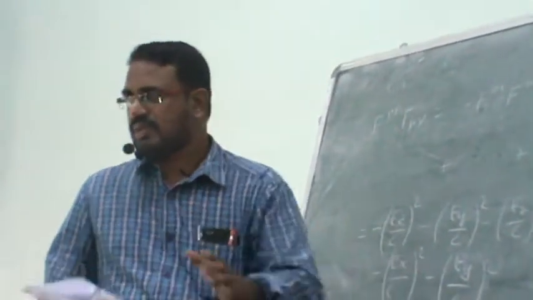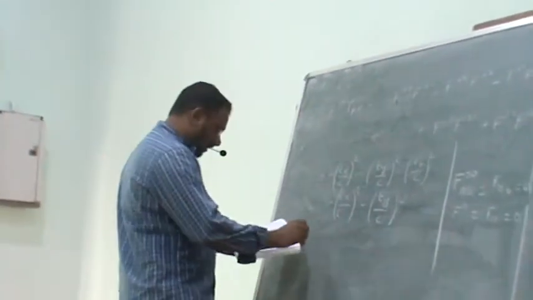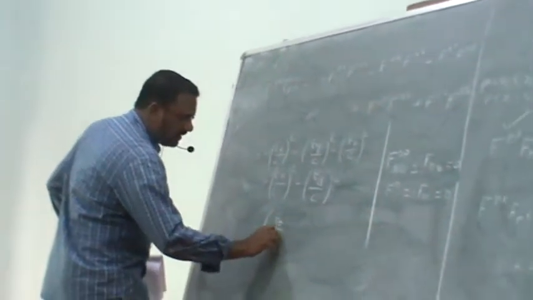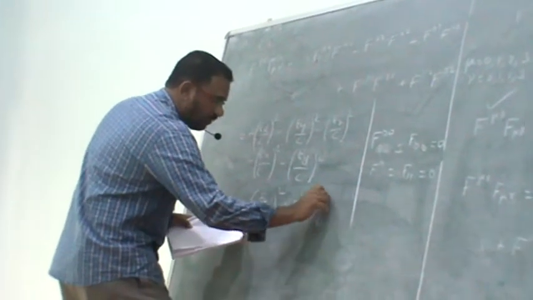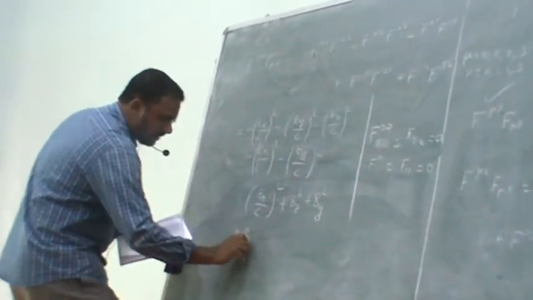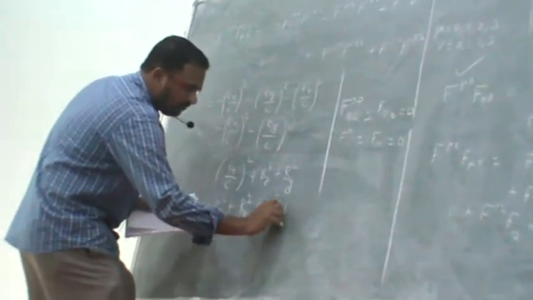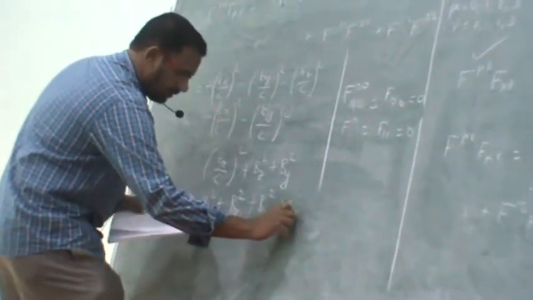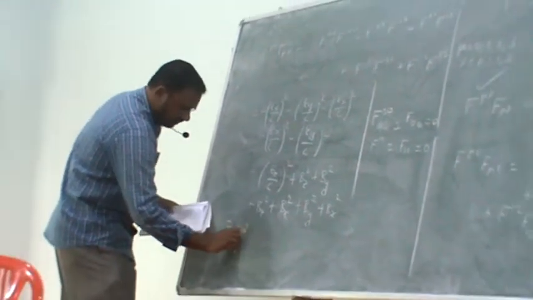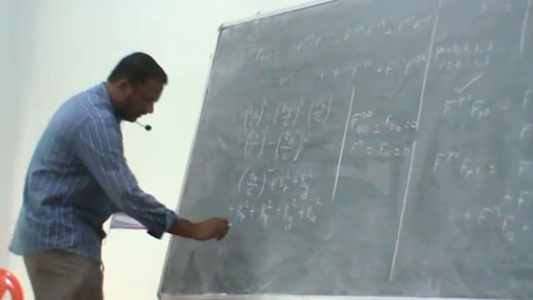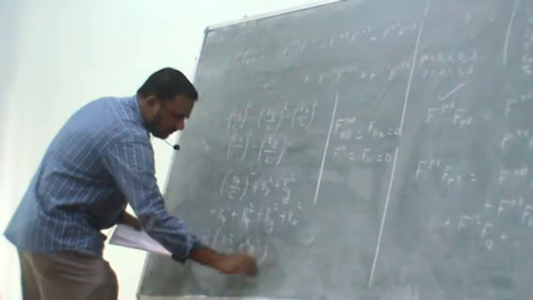So I am skipping the intermediate step because of time. Then we have Ez by C the whole square, you will get Bz square, By square, Bz square plus Bx the whole square, By square, Bx. So this is 2 times. You get 2 times 2 by C square. C square also we can take common. So E square minus C square B square.